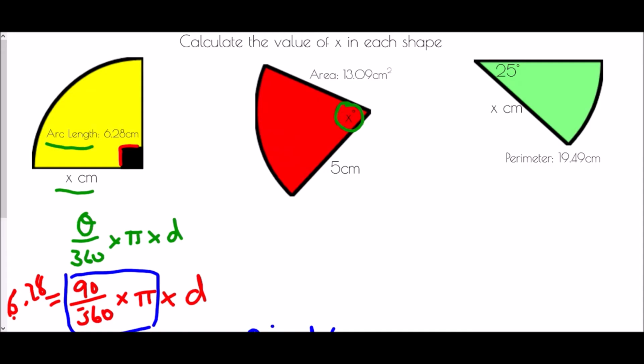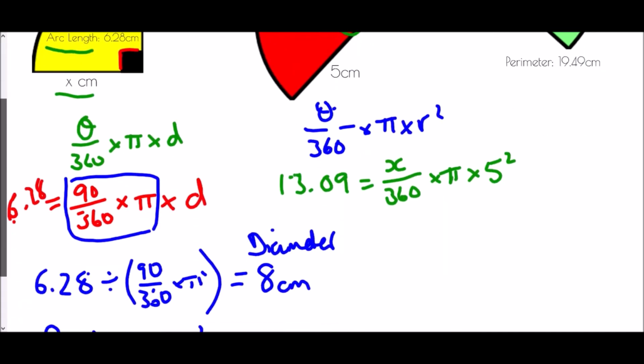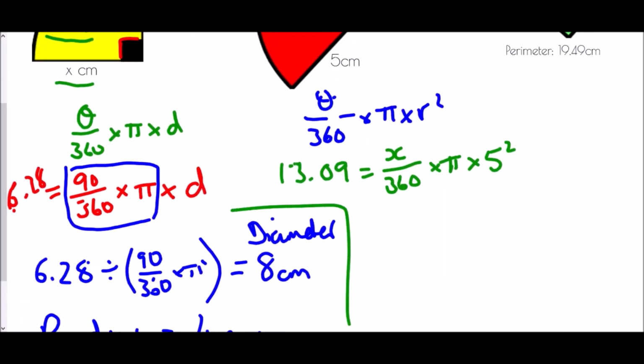If we go to our second example, we've been given the area, and so we just need to think here, what is the rule for area? Well, area is the angle over 360 times pi times r squared. So what information do we know in this case? Well, we know that the area is 13.09, and we know that the angle is x out of 360, and it's been times by pi, and times by the radius squared. In this case the radius is 5, so it's going to multiply by 5 squared. And so let's just box that off.